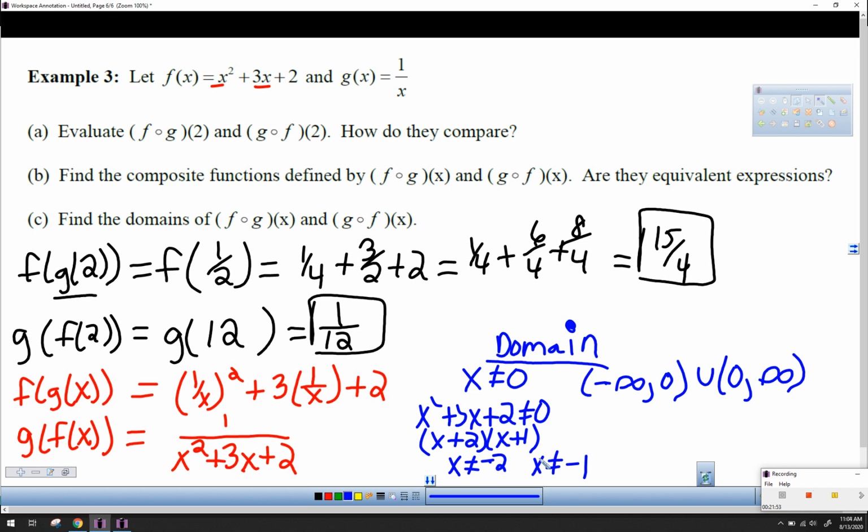So we don't want those two values, so the domain for the second one would be from negative infinity to negative 2, then from negative 2 to negative 1, and then from negative 1 to infinity. And that would be my domain.